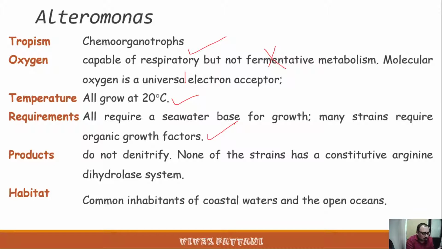Where are the Alteromonas found? They are found in coastal waters and open oceans. This gives us an idea why they require seawater. The reason is simple: they are found in coastal and open sea waters. Now moving forward.